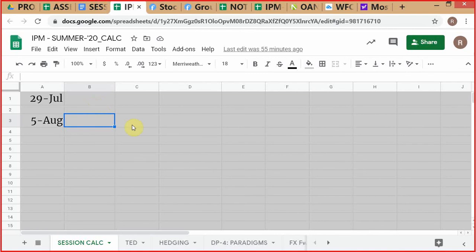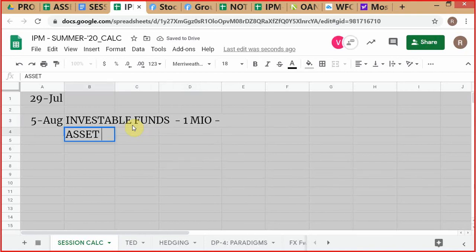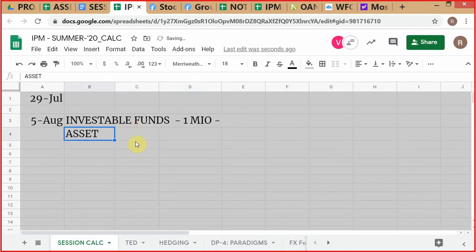All right, so we have this discussion about investable funds. What Sambhavna is saying is she's going to put it in some asset. Which asset? The real estate, mutual funds. Okay, real estate and mutual funds. Assets, she's talking about real estate, mutual funds. All right.